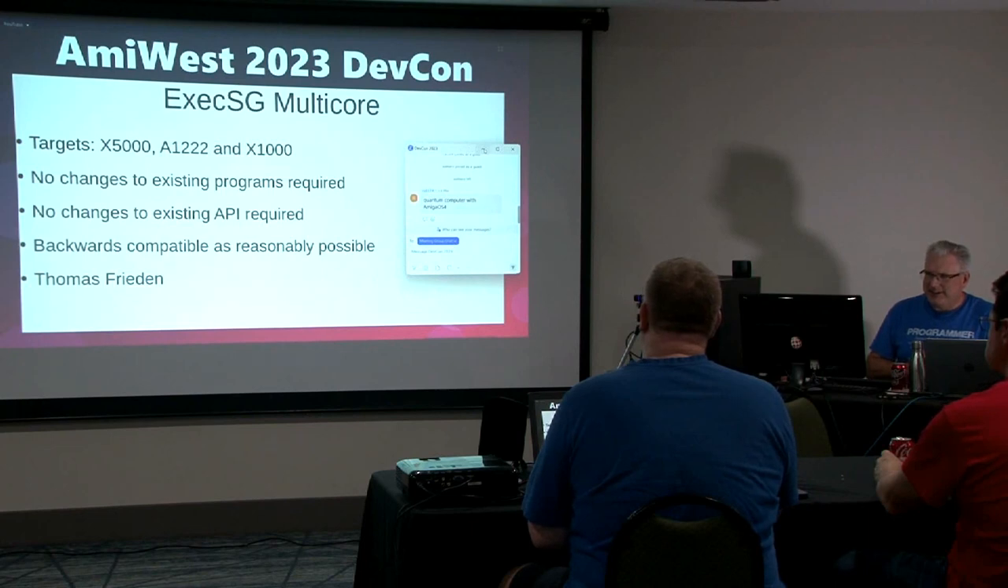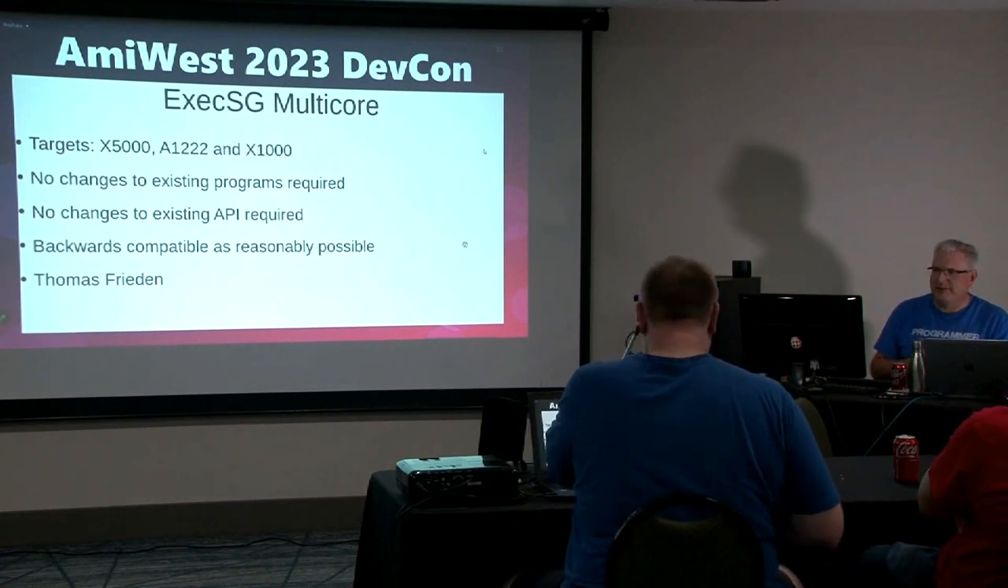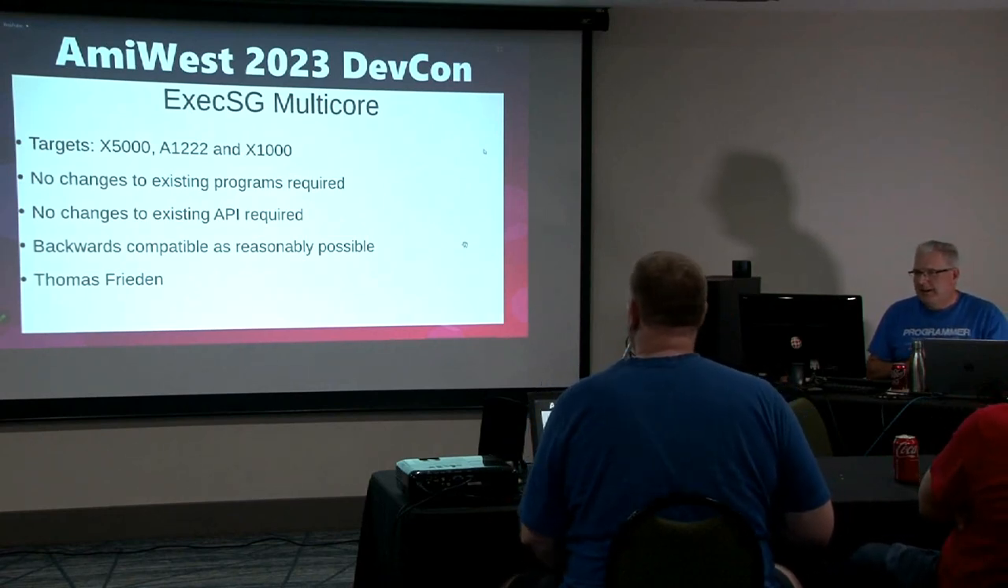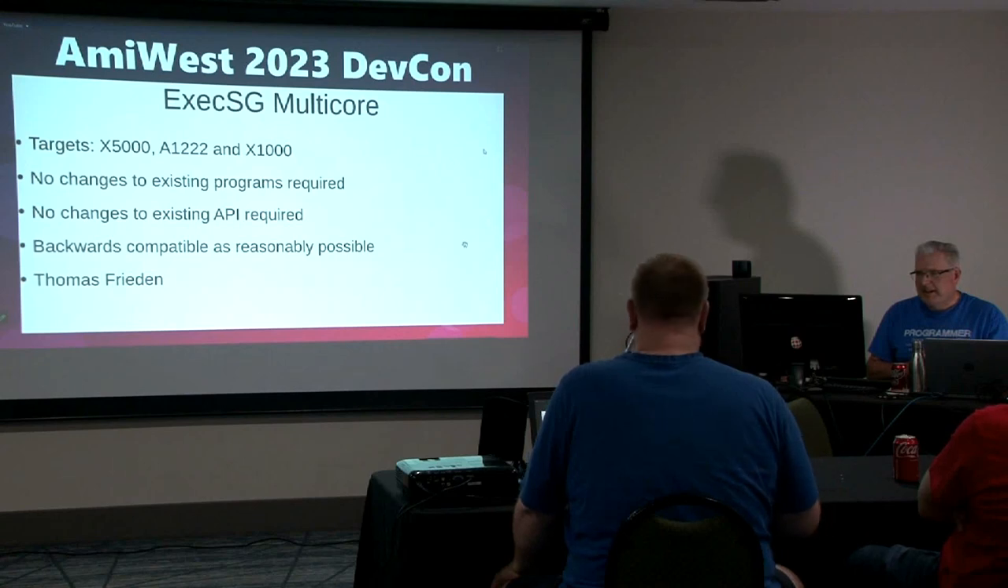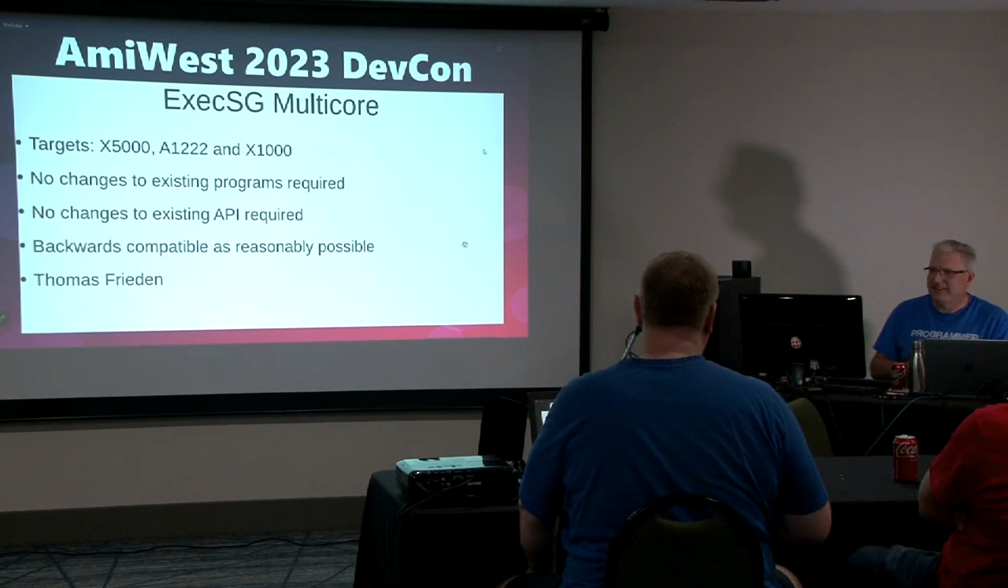I decided to target the X5000, the E1222, and the X1000, because they're the only CPUs that have more than one core. But I wanted to make sure there were as few changes to existing programs as possible. No changes to the API if we can pull it off initially, and it's as backward compatible as one can reasonably hope for.